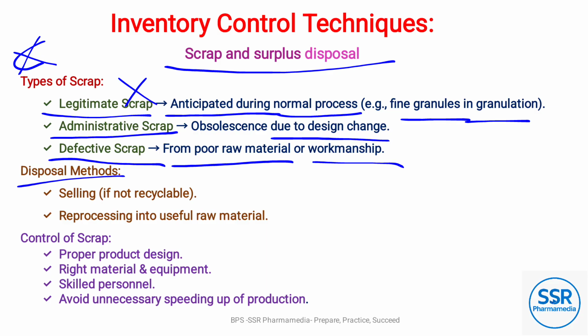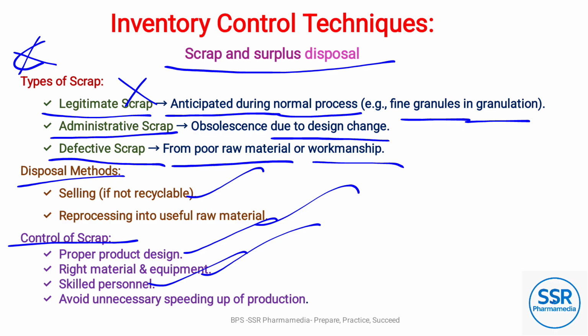Disposal methods: selling if not recyclable, reprocessing into useful raw material. Control of scrap: proper product design, right material, right equipment, skilled personnel, avoid unnecessary speeding of production.